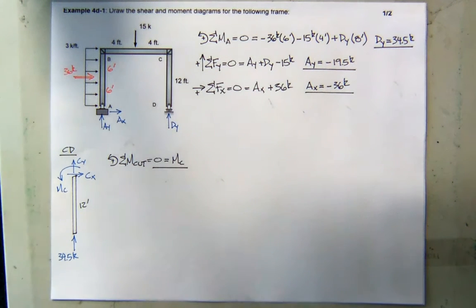So we leave out AX and that distributed load because they cancel each other out. Is that right? Well, we're looking at just CD. Oh, I'm sorry. Yeah. Thank you.